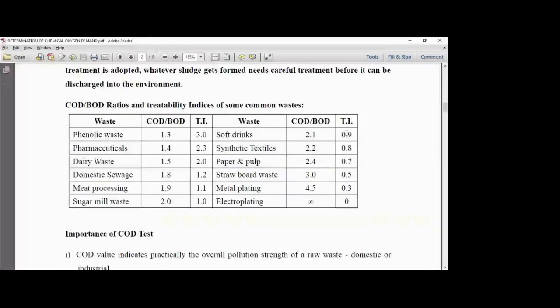So all this, even for soft drinks and synthetic textiles. We normally consume a lot of soft drinks, but you will be very surprised to see that the treatability index is coming out to be 0.9. So imagine how high the chemical content will be. Very high chemicals are there in your soft drinks, and hence it requires chemical treatment. So now you take the decision whether to consume soft drinks or not.